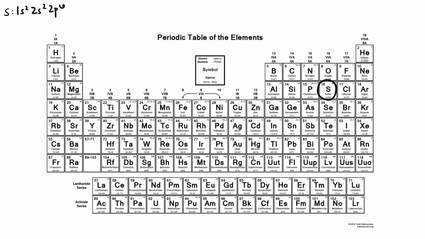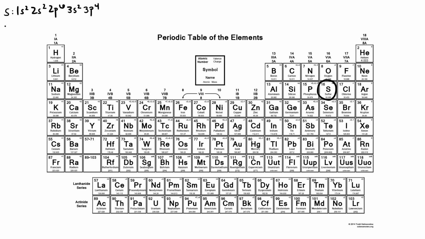Then we're going to come down to the 3s orbital and say there are 2 electrons there. And then finally we're going to jump to the 3p orbital, but in this case, to get to sulfur, we only need the 4 electrons. So we're going to finish this electron configuration with 3p4. And that's going to be the complete electron configuration for sulfur.